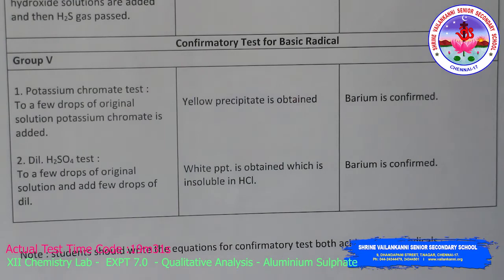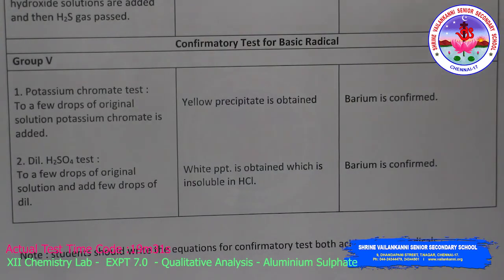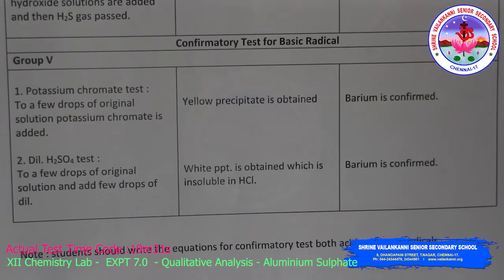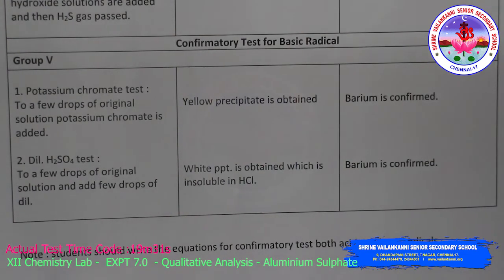Because I gave barium chloride, group 5 barium is present. For the potassium chromate test, a few drops of original solution with potassium chromate give a yellow precipitate, so barium is confirmed. Dilute sulfuric acid test: original solution with dilute sulfuric acid gives a white precipitate which is insoluble in HCl, meaning barium is confirmed. This is the systematic way to write the procedure. After the confirmation tests for both acid and base, you have to report the salt. Here, barium chloride: barium is the basic radical and chloride is the acidic radical.